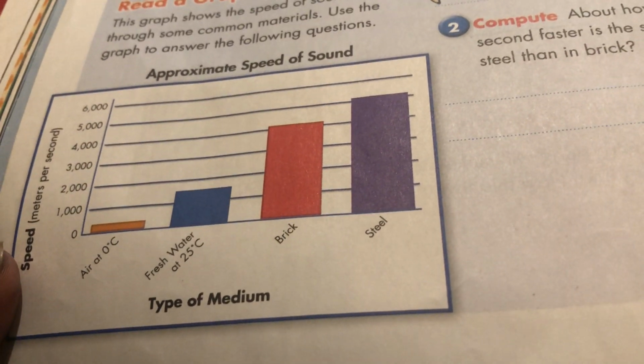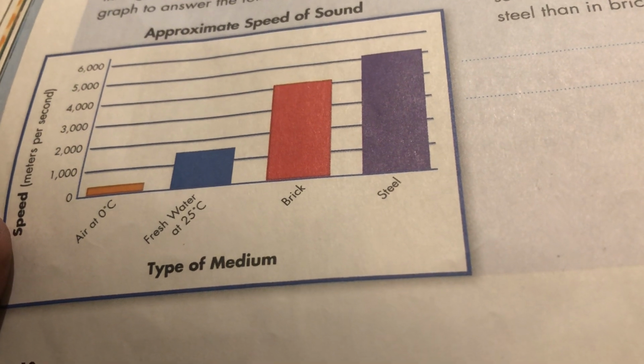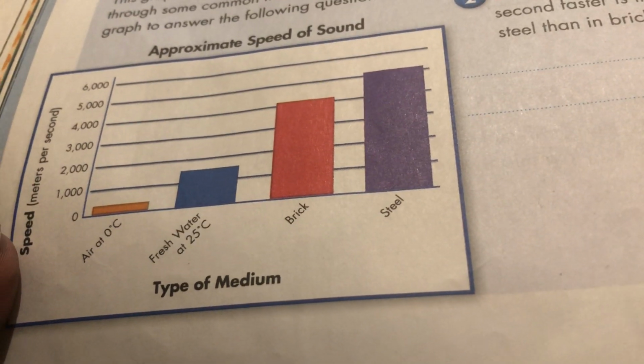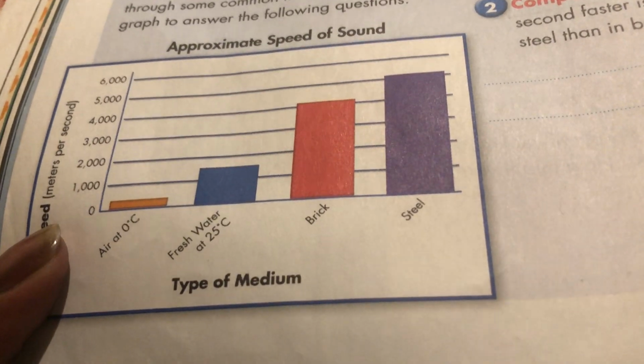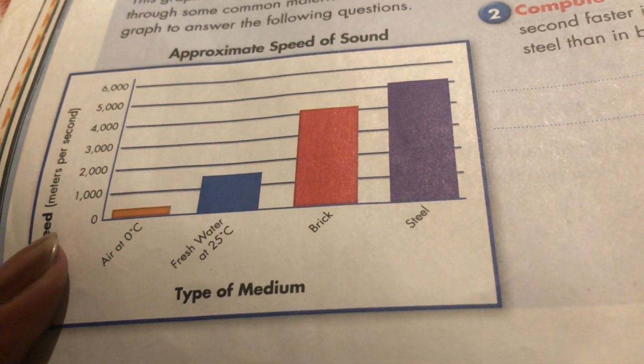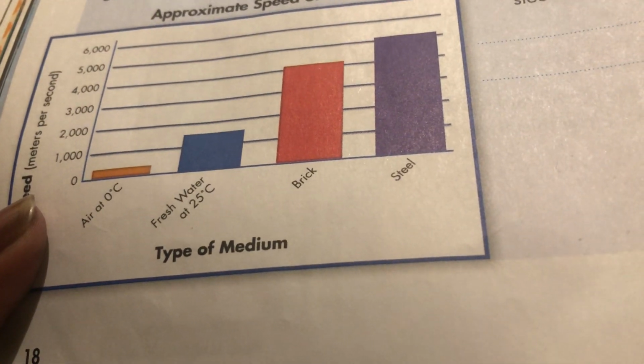Steel, a little above the 5,000 mark, about 5,001 meters per second. So air, 0 Celsius and 0 meters per second. Fresh water.